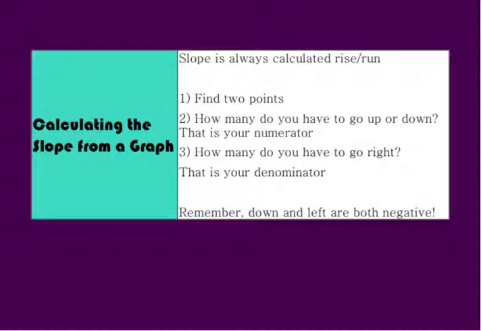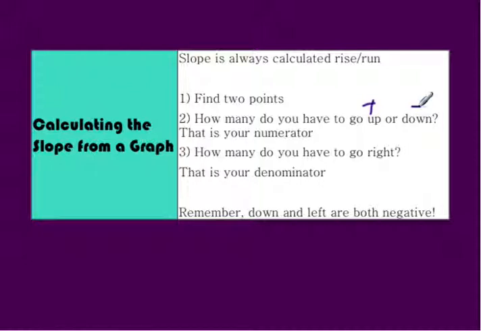Next, let's take a look at calculating the slope from a graph. Now here I suggest you pause the video and get this written down. So slope is always calculated rise over run. So we're figuring out how much we're going up and then how much we're going over. So first thing you need to do is find 2 points. Okay, so pick 2 points on your graph. And then you have to figure out how many you go up or down. Here's what I want you to write, that up is positive and down is negative. So if you go down, that's a negative number.